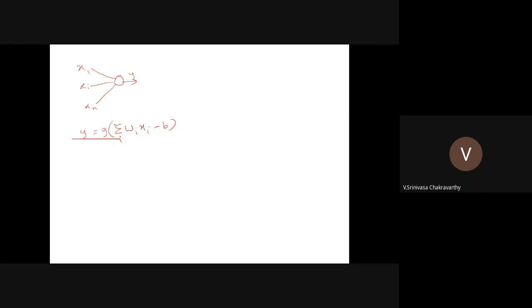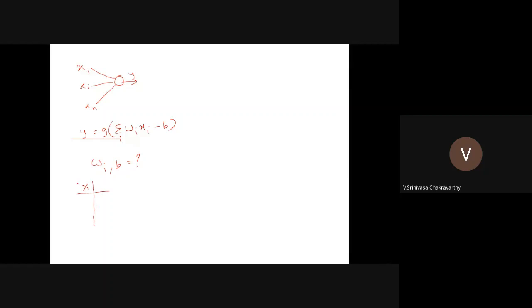Okay, so how do you find the correct weights and b? So this is the question. What do you mean by finding the correct weights and the bias term? That is, what are the weights that will make sure that for every input x, you have two things.